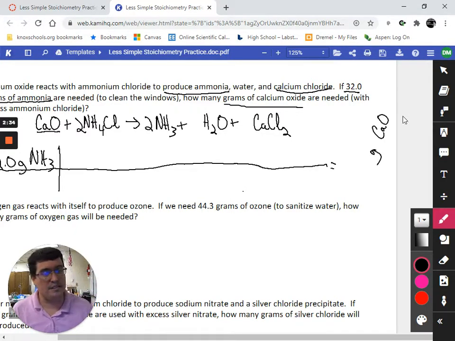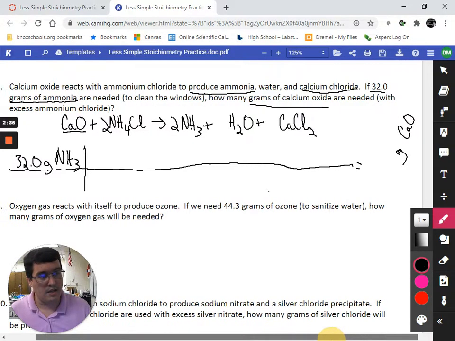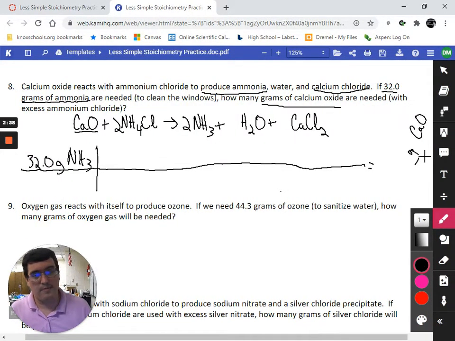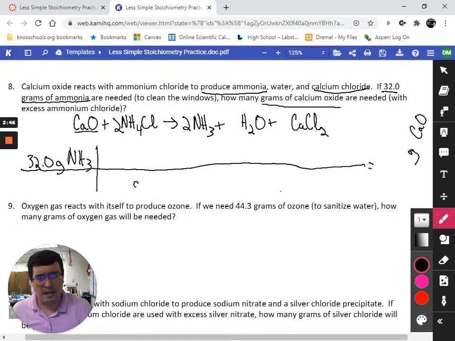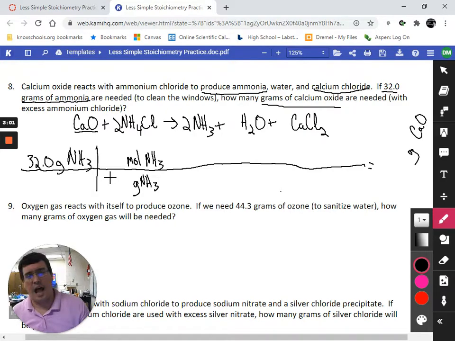All right. So in the end, I'm going to wind up with grams of calcium oxide at the very end. The first thing I do, I have grams right there. So if I've got grams down here on the bottom, the only thing I can go from grams to is moles, and it's going to be moles of that same substance, NH3. Anytime I see moles on one side, grams on the other side, I know a 1 goes in front of moles. For grams, I'm going to need the molar mass.